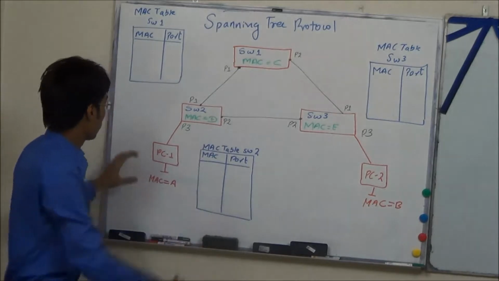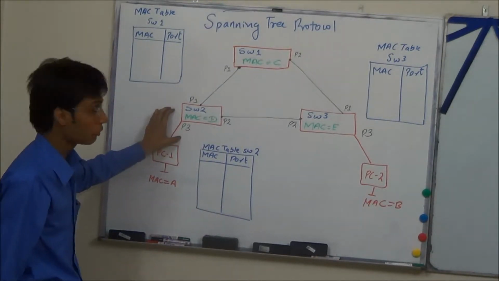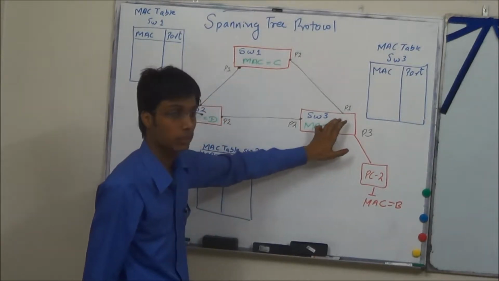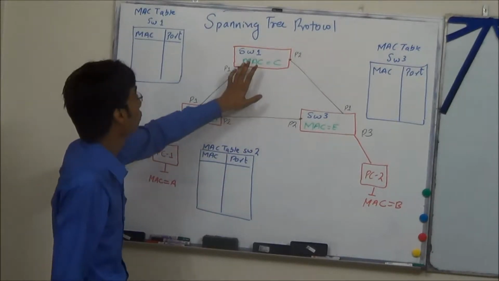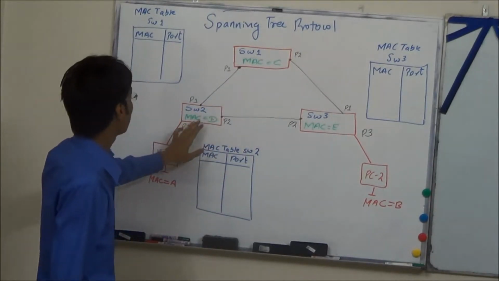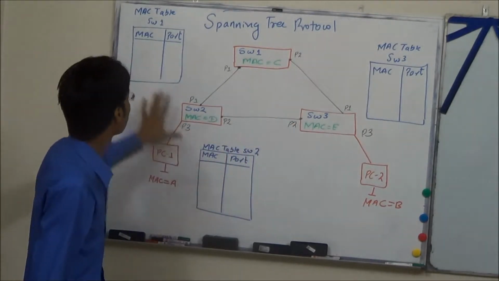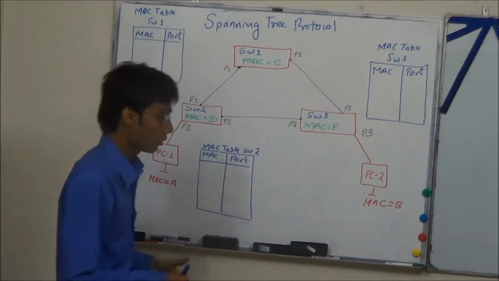This is a loop. We have PC1 having MAC address A connected with port P3 of switch 2, and PC2 having MAC address B connected with port P3 of switch 3. Along with that, we have MAC addresses of the switches: switch 1 having MAC address C, switch 2 having MAC address D, and switch 3 having MAC address E. Initially, these are the MAC address tables, which are empty.